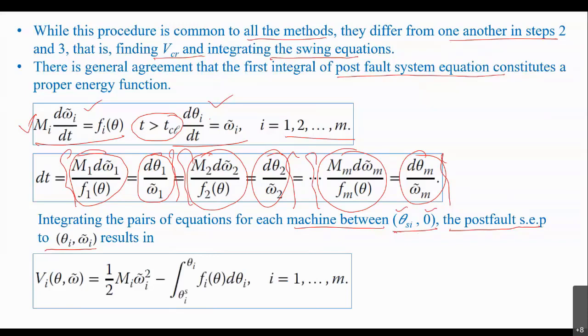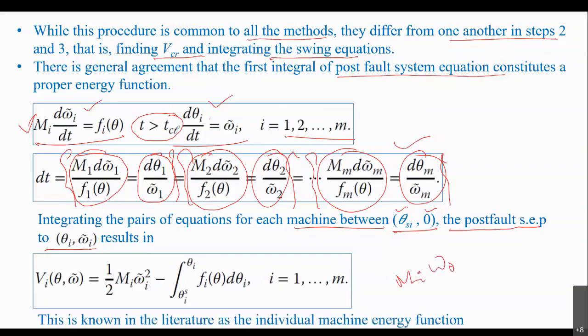From each pair, if we multiply m_i d(omega tilde) by omega_i, or generalizing, half of m_i omega_i tilde squared, and integrate this, the general equation will become m_i omega_i tilde d omega_i equal to f_i(theta) d theta. This will be our equation.